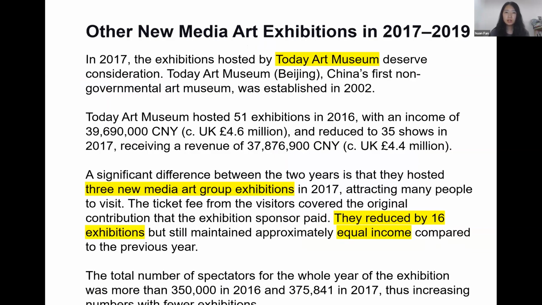Today Art Museum is another example. In 2017, they hosted three new media art group exhibitions. Today Art Museum hosted 51 exhibitions in 2016 with an income of £4.6 million, and reduced to 35 shows in 2017, receiving a revenue of £4.4 million. They reduced by 16 exhibitions, but still maintained approximately equal income compared to the previous year.